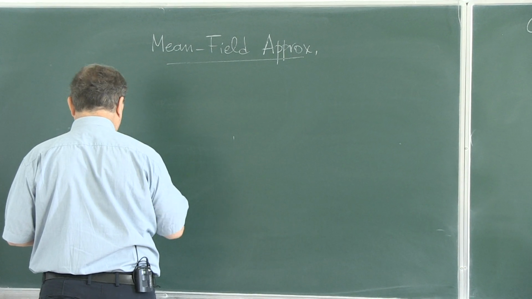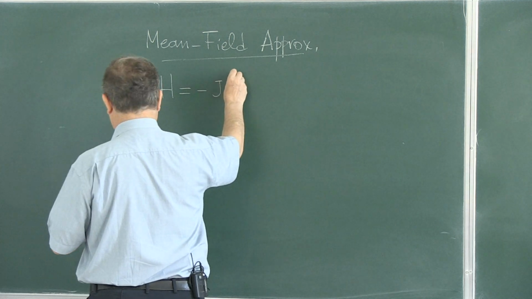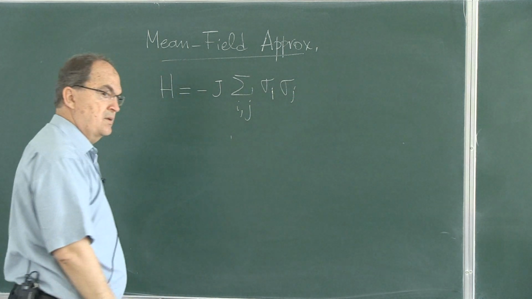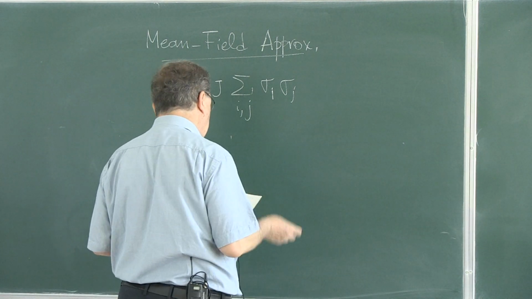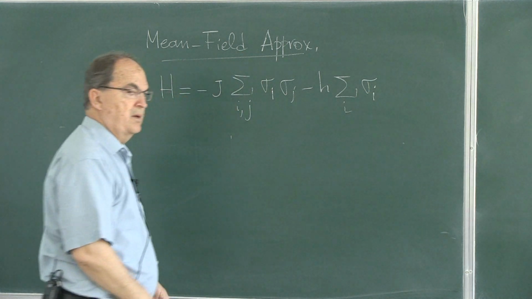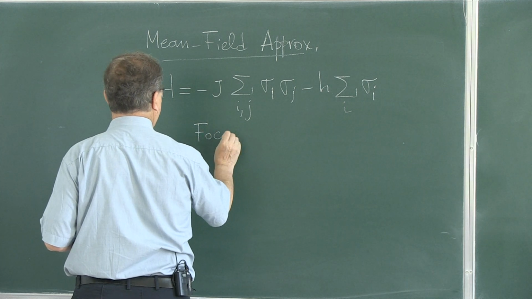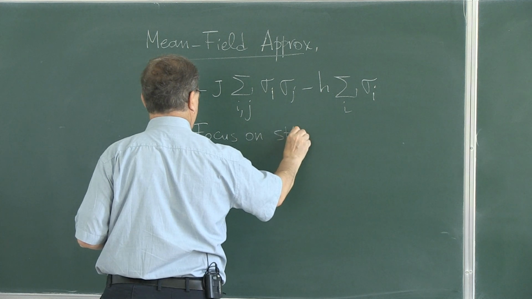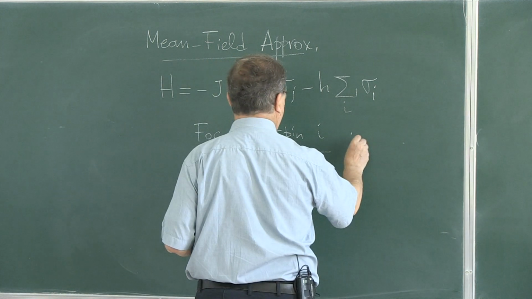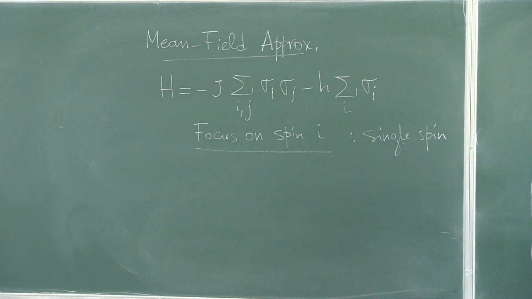Well, let's write the Hamiltonian, Ising Hamiltonian, as minus J, the spin-spin interaction that aligns the spins in the same direction, minus H, the field term. This is the applied field term. Okay. Now, focus on spin i. So it is a single spin in some sense, single spin approximation. Sometimes it's called one body approximation. Okay?